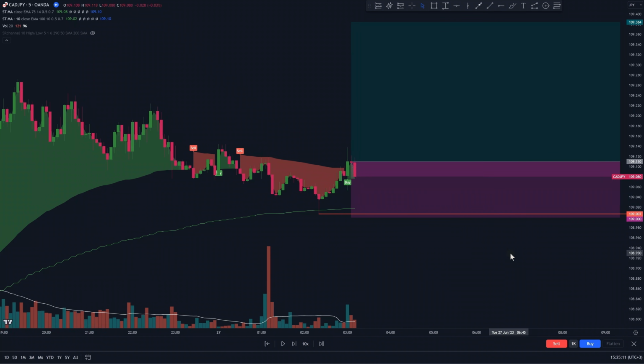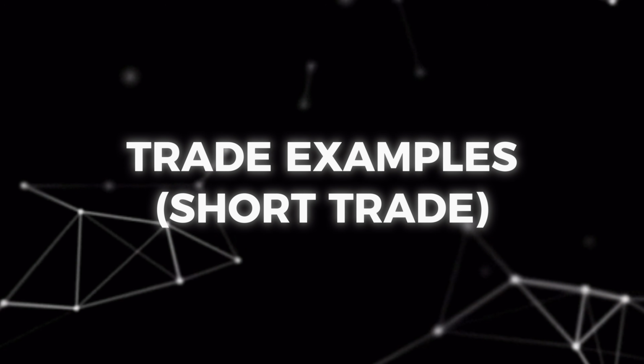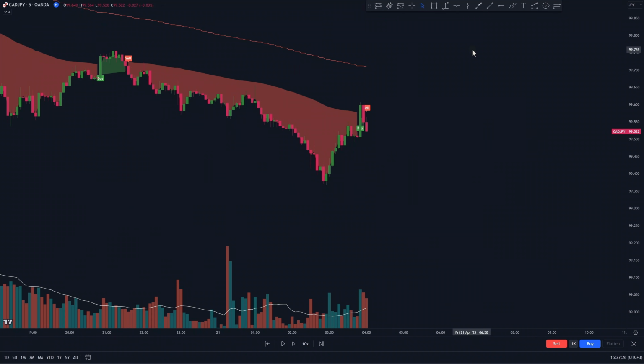We let this trade run and take profit. For short trades, we're gonna do the opposite. So first, the price should be trading below this red-colored SuperTrended moving average without breaking and closing above it.